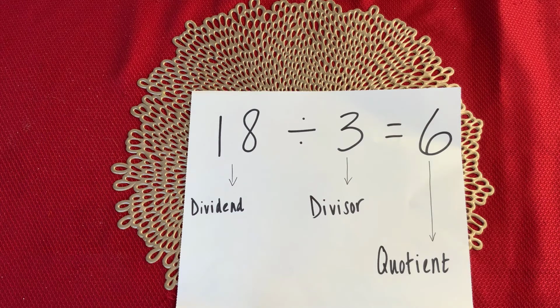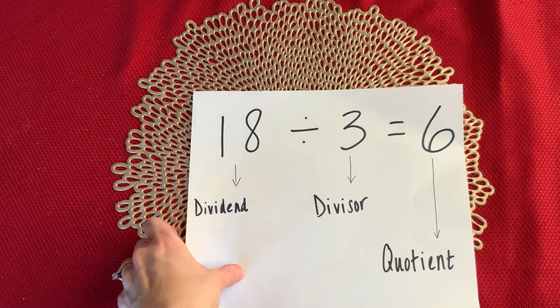So in our problem, 18 divided by 3 equals 6. 18 was the dividend. It is being divided into 3 groups by the divisor, which is 3, and the answer is 6. That means that we could have 6 items in those 3 groups. 6 is our quotient. If we were to take the problem, 24 divided by 3 equals 8, what number is the dividend?